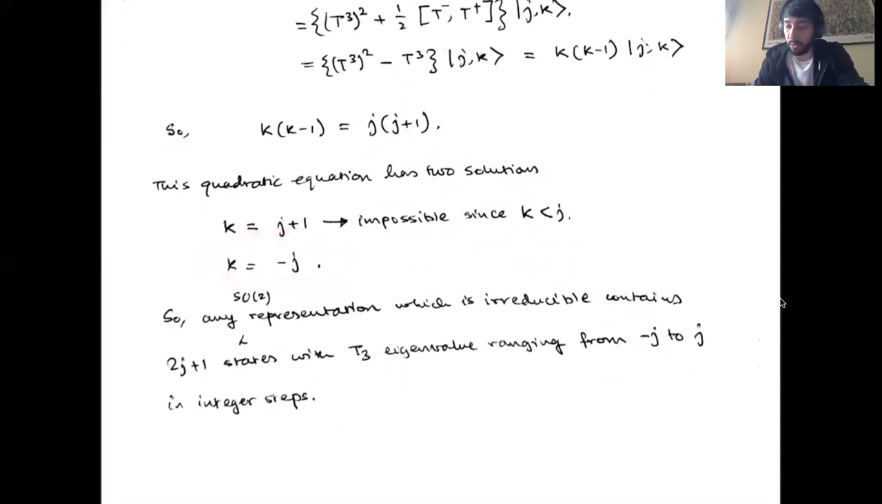So any SU2 representation which is irreducible contains these 2j plus 1 states with the T3 eigenvalue ranging from minus j to plus j in integer steps. Okay, so that is something that you guys knew from before. We have just said this again. J is called the total angular momentum, as we were saying, and 2j, mathematicians call this the Dynkin label. We will speak about Dynkin labels a little later on in the course.